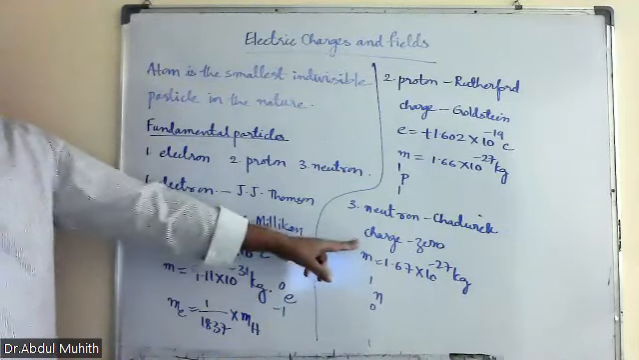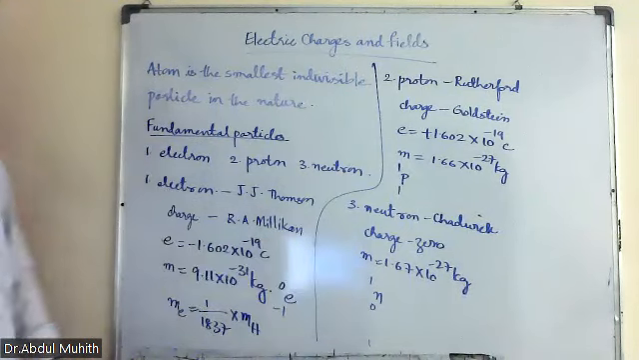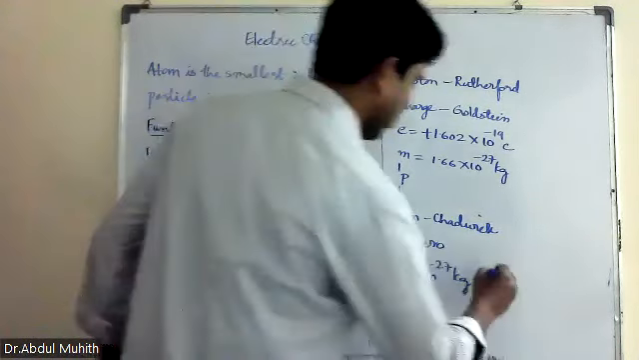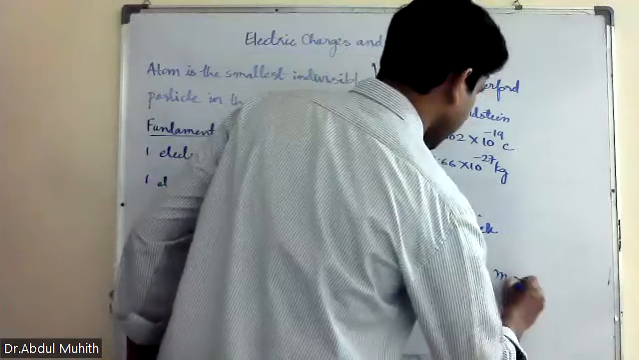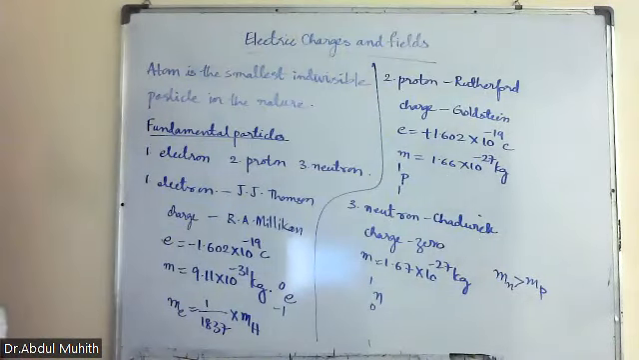The neutron was discovered by Chadwick. Don't say neutral. The charge of the neutron is 0, and the mass of the neutron is this. If you compare the mass of proton to the mass of neutron, the mass of neutron is greater than the mass of the proton. Okay, clear? Going to the next one, properties of charge, quickly.